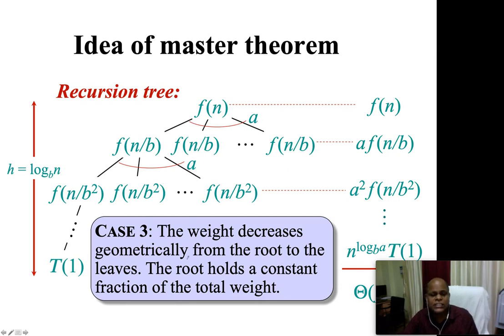The weight decreased geometrically from the root. That means f of n is bigger than the root. That means the weight decreased geometrically. That means the weight of this is less than the weight of all its root, is less than the weight of all these roots like that. That means this one is greater than this one is greater than this. That means the root holds a constant fraction of the total weight.